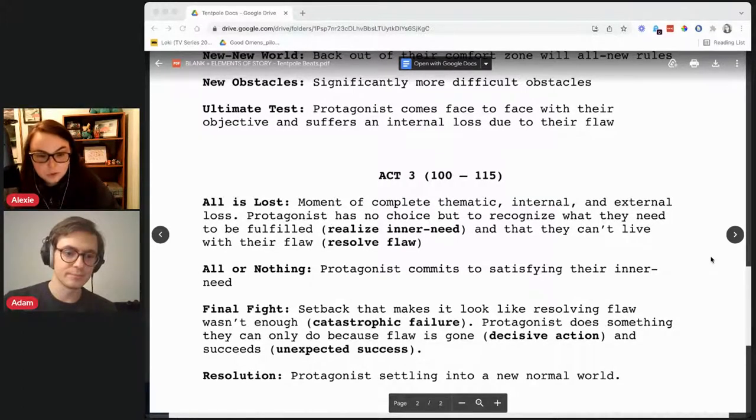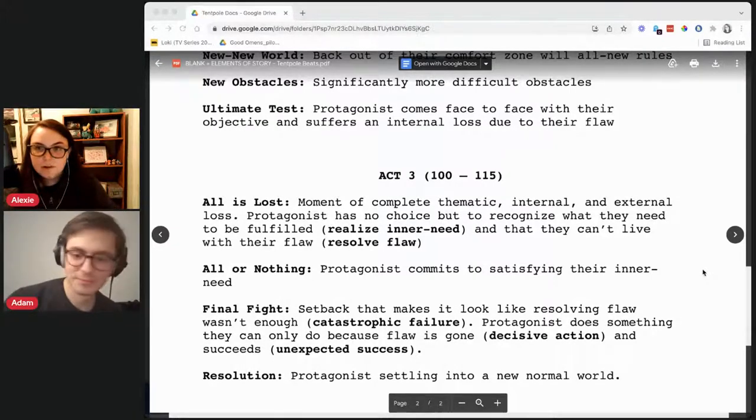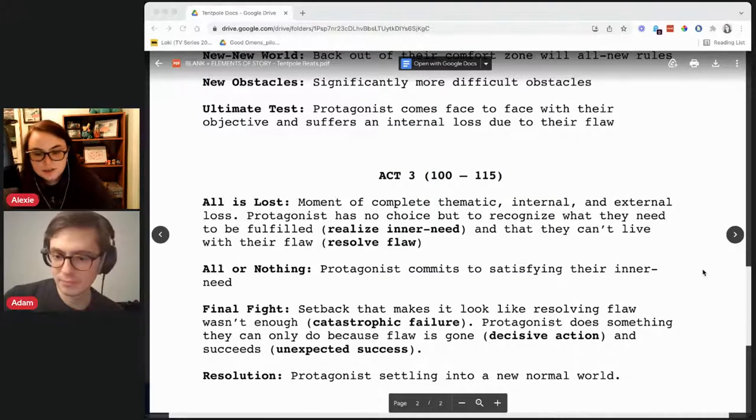So they have no choice but to confront their flaw head on and realize what their inner need is. They realize, oh yeah, humans totally work. That's the whole thing, I think, with stories. That's why stories work. I think this is completely about just how people are, and this is just the expression of that within a 90-minute span.